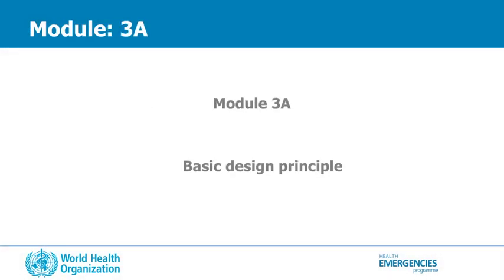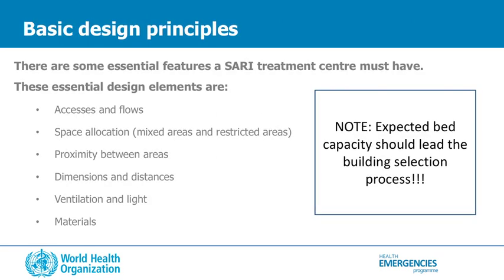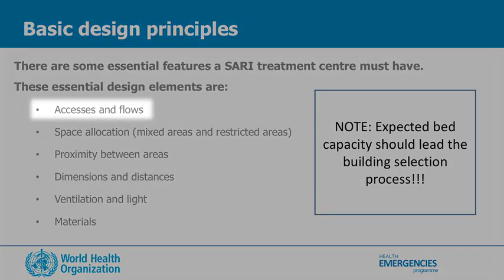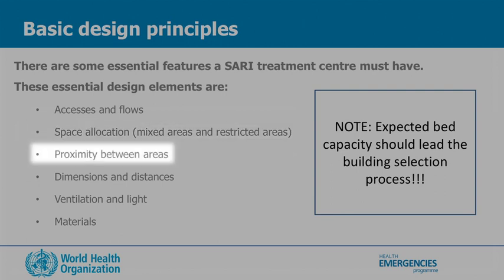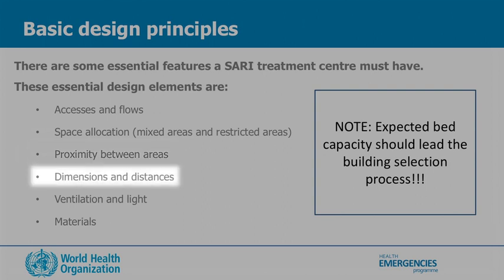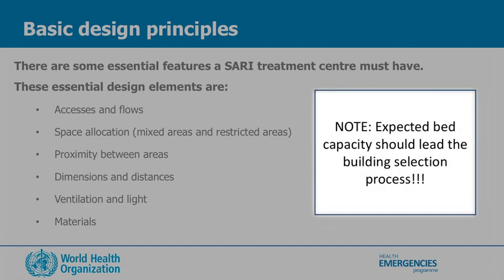Welcome to Module 3A on basic design principle. There are some essential features a SARI treatment center must have: access and flow, space allocation for mixed area and restrict area for staff only, proximities between these different areas, dimension and distances, ventilation and light, and material. However, before starting any other consideration, we should decide the expected bed capacity, as it's the main parameter leading the building selection process.